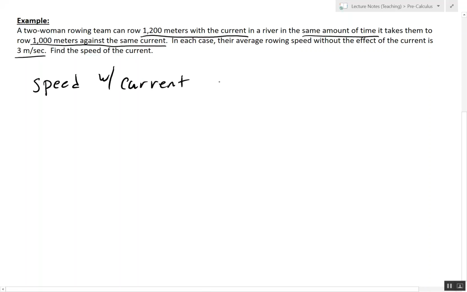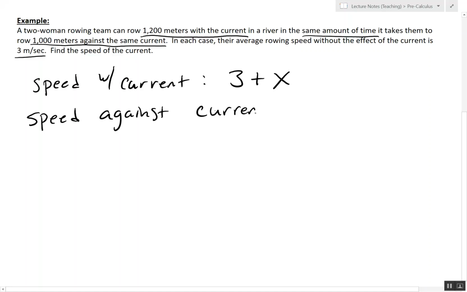Well, they're going to go 3 without the current, and then you add the speed of the current in, and since we don't know that, we'll put in an x. The speed against current is going to be 3 minus the current, because the current's going to slow them down if you're going against it. But we know it's not greater than 3 because if it was greater than 3, they would get overtaken by the current and be swept down the river.